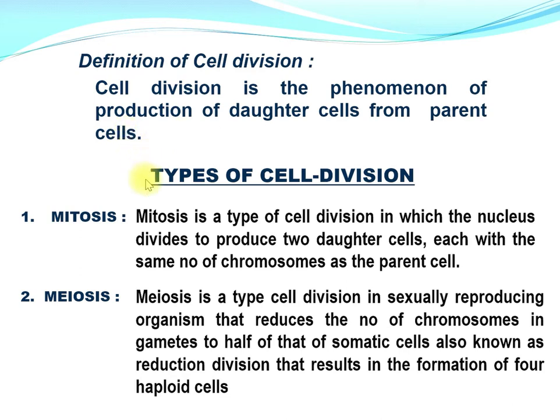The types of cell division where the daughter cells are formed. There are two types in sexually reproducing organisms that we are dealing with today, mitosis and meiosis. Mitosis is a type of cell division in which the nucleus divides to produce two daughter cells, each with the same number of chromosomes as the parent cell. But in meiosis, the chromosome number is reduced to half, which is also known as reduction division, and this results in the formation of four haploid cells, having only one set of chromosomes in the daughter cells, and it results in the formation of gametes.